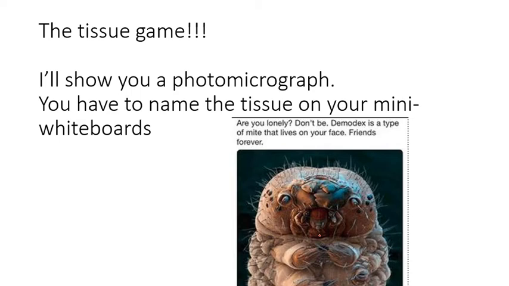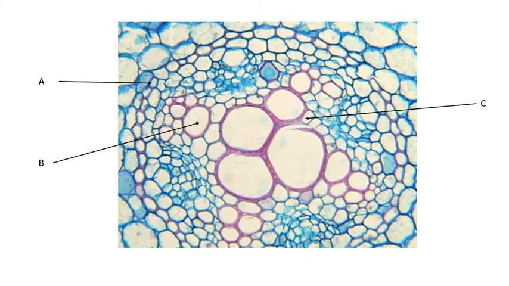So, first photomicrograph. Again, if you want to play this properly, you've got to pause it when you see the picture and then guess. So, this is a picture of a root. Can you see the X in the middle? That X, which is represented by B, is the xylem. In between the arms, here, and here, are the phloem. And this outside circle layer is the endodermis.